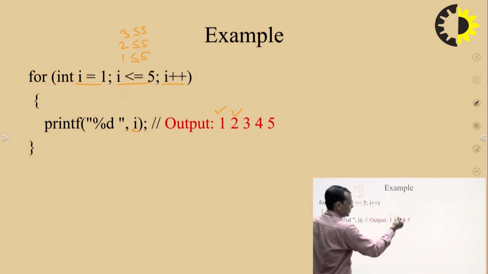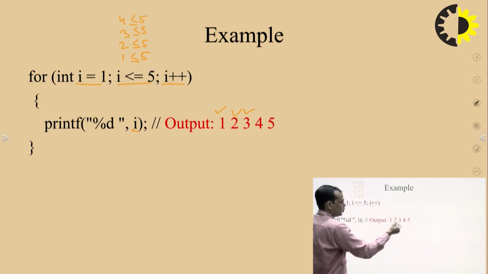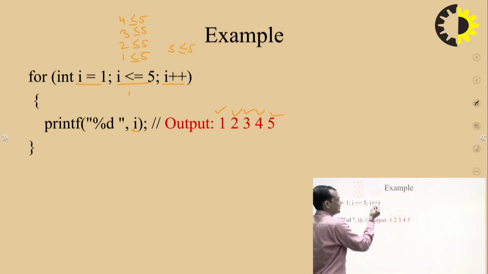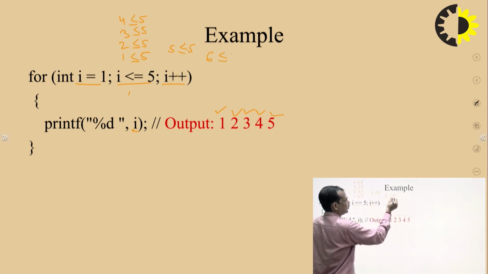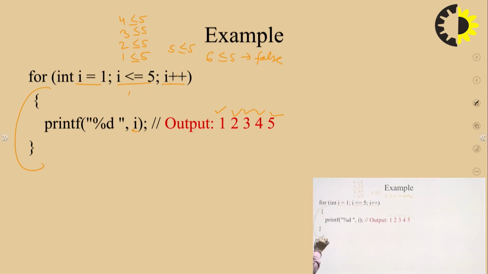Then again i++, 3 is less than or equal to 5, condition true, go inside this, it will print 3. Next 4 is less than or equal to 5, condition true, go inside this block, it will print 4, and after that it will increase, 5 is less than or equal to 5. Now the condition is true, it will print 5, then it will increase the value of i. Now 6 is less than or equal to 5, the condition is false, so it will move out from this code. So what is the output? We print the values 1, 2, 3, 4, 5. Means firstly we initialize, then it checks the condition, then it goes inside the block, and after that it increments the value of the variable.